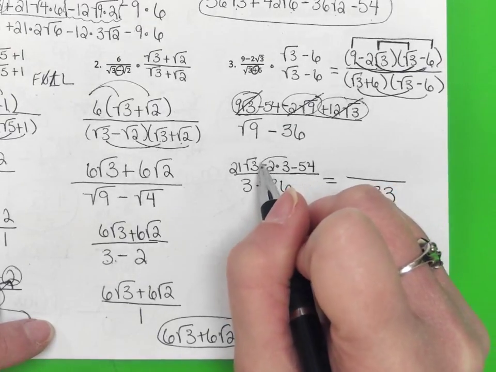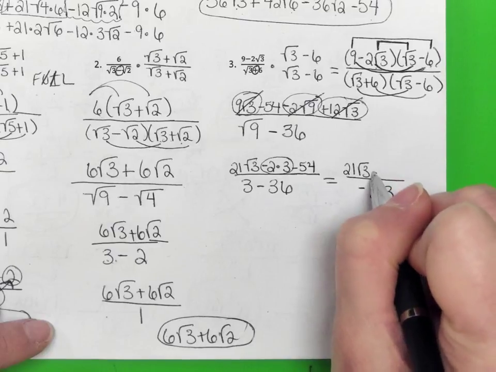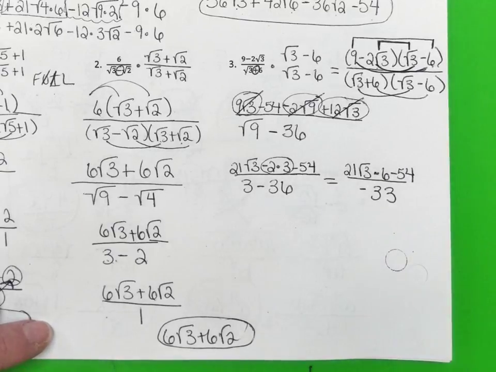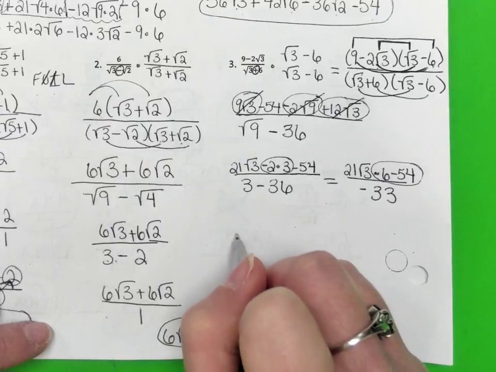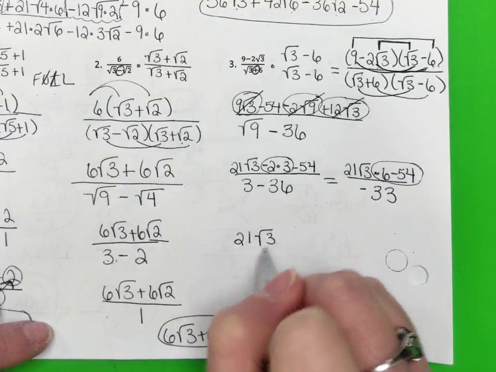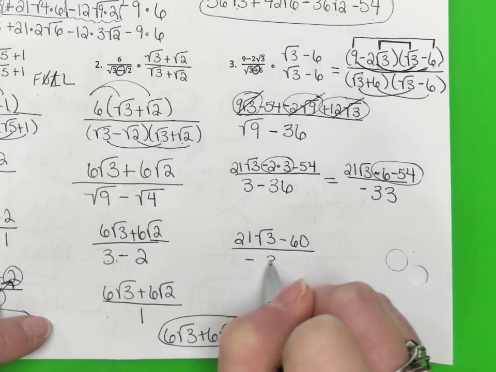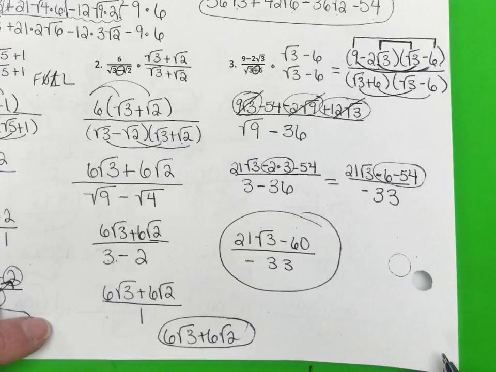Alright, let's multiply these first. Negative 2 times 3 is negative 6. Now what could we do? There you go. Now subtract those. What's negative 6 minus 54? Negative 60. Very good. And that does not go, so you're good. Now okay? Anybody lost?